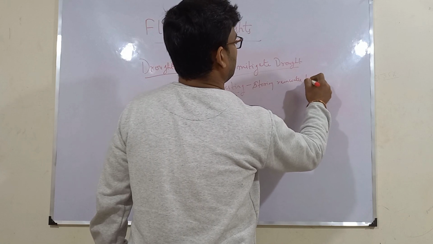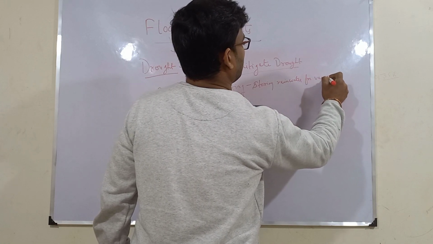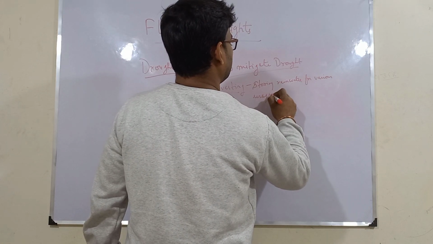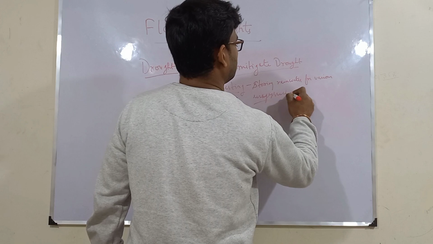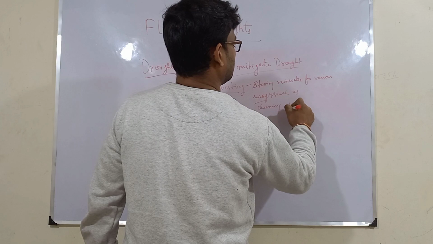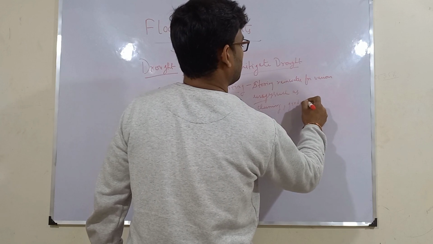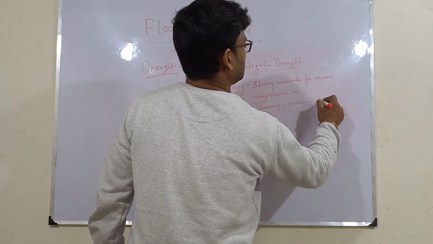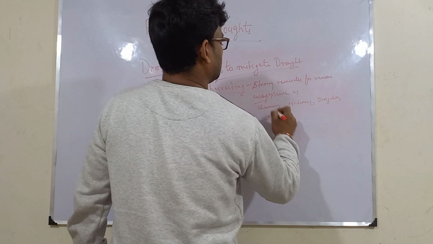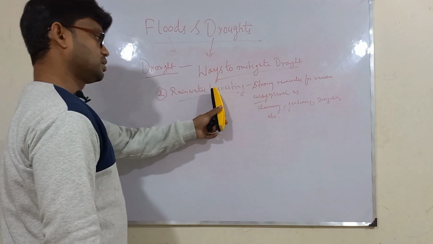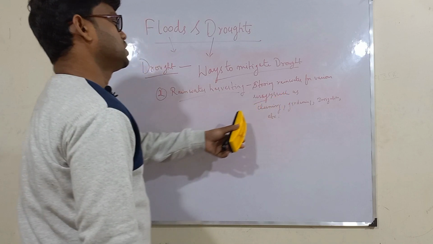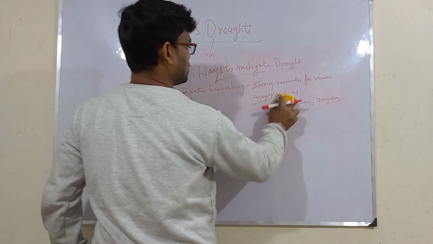Okay, so rainwater harvesting means storing rainwater for various usage such as cleaning, gardening and irrigation, etc. You can write down. Second one is rainwater harvesting, storing the rainwater for various uses such as cleaning, gardening, irrigation and etc.